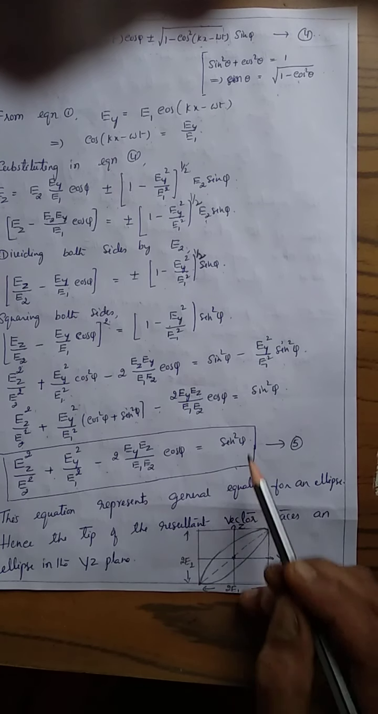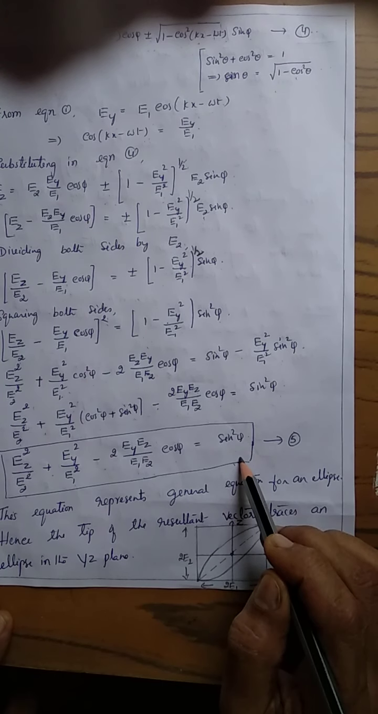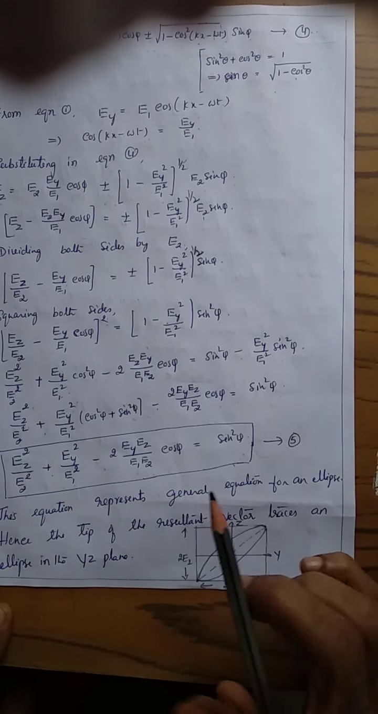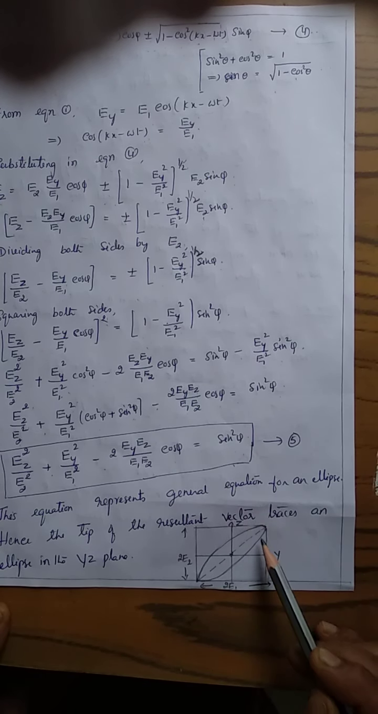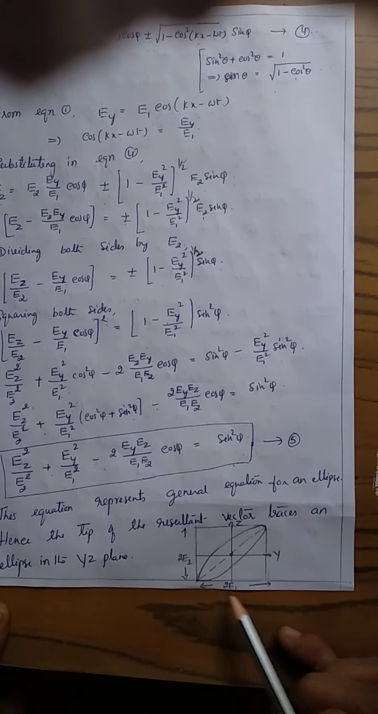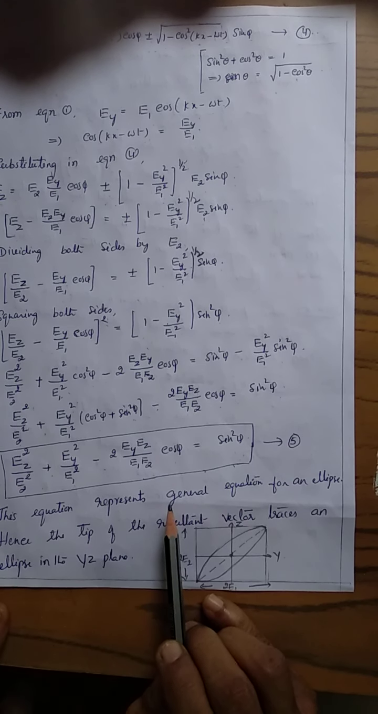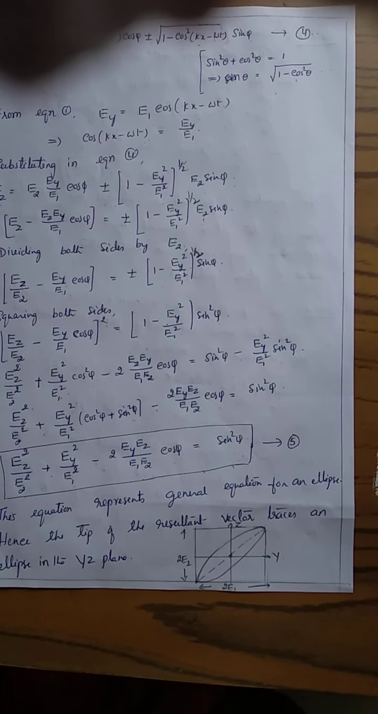This equation is the general equation of an ellipse. So when an E ray and an O ray are superposed on each other, the resultant wave produced has a vector whose tip traces an ellipse in the YZ plane. This is the expression for the resultant wave produced when two plane polarized beams having vibrations at right angles to each other are superposed on each other.